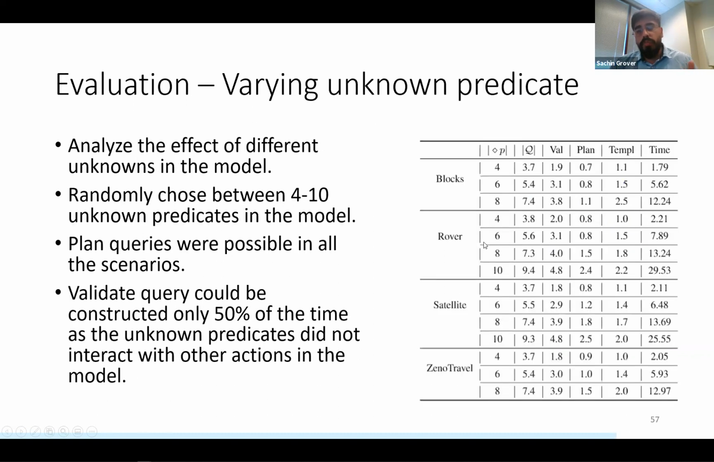From this, we were able to construct a lot of queries, and we were able to do it for 4 to 10 unknown constraints. Although I talk about constraints, we had it for effects as well. I randomly chose 4 to 10 unknown predicates in the model, and we were able to construct these queries in roughly under 30 seconds.